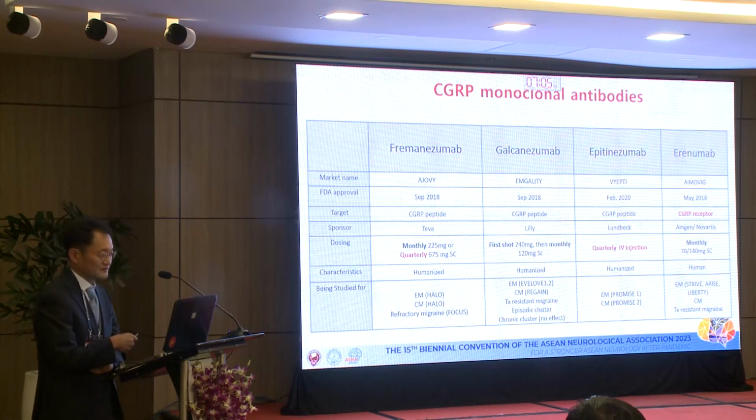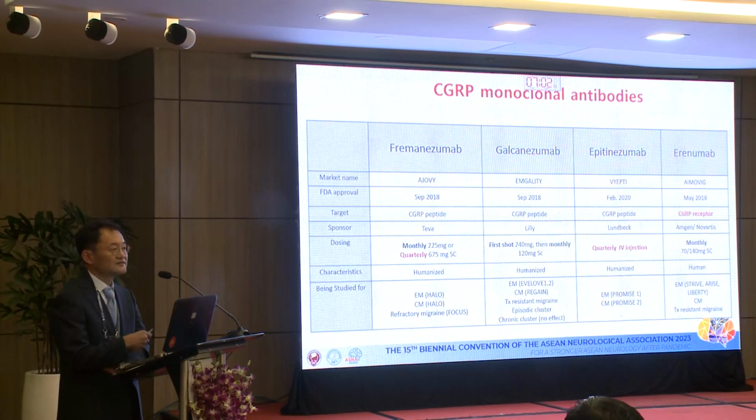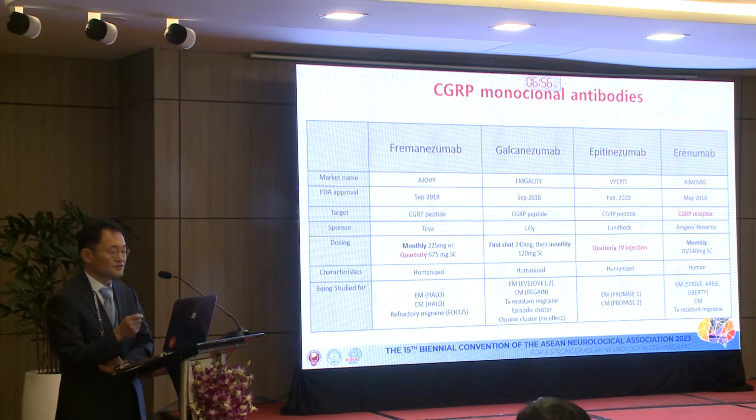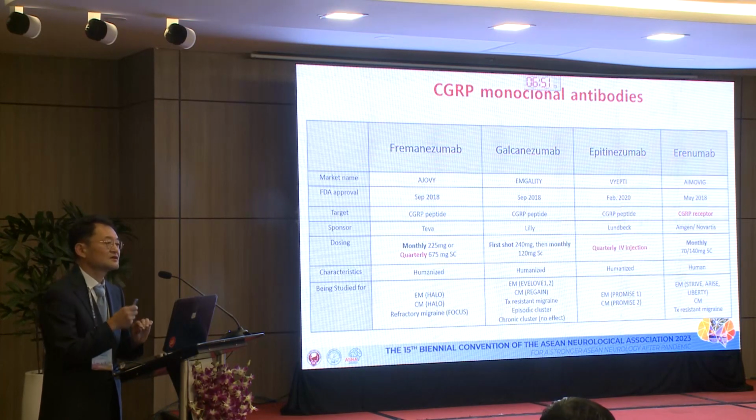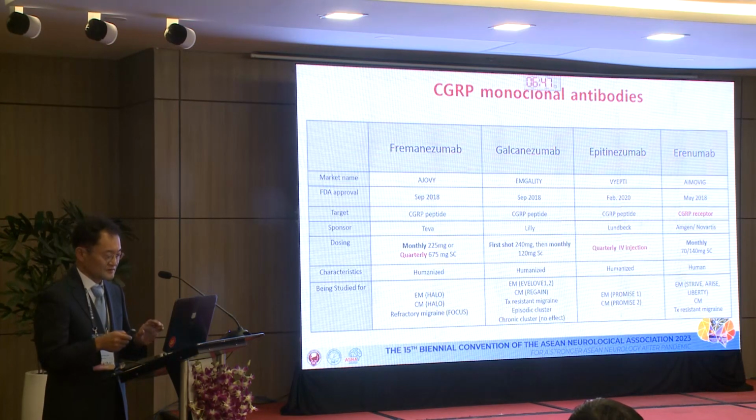CGRP monoclonal antibodies. Up to date, 3 monoclonal antibodies and 1 CGRP receptor monoclonal antibody are being used. All 4 are effective in chronic and episodic migraine by monthly or quarterly injection.